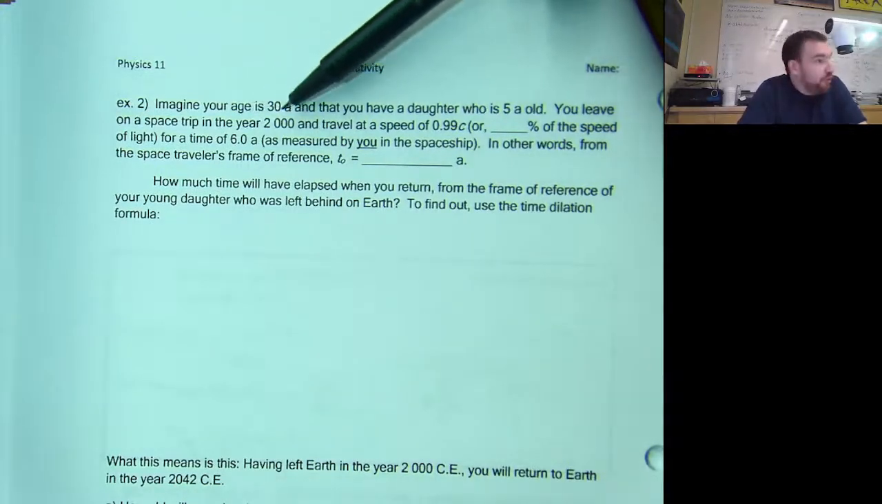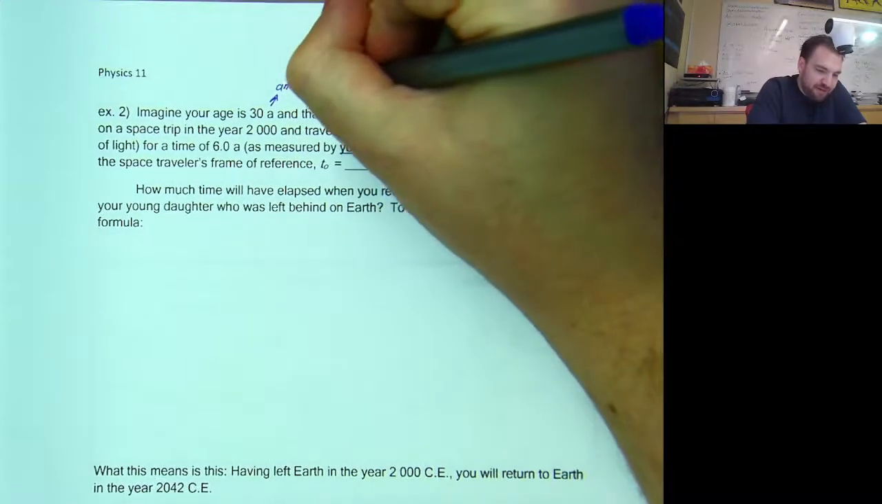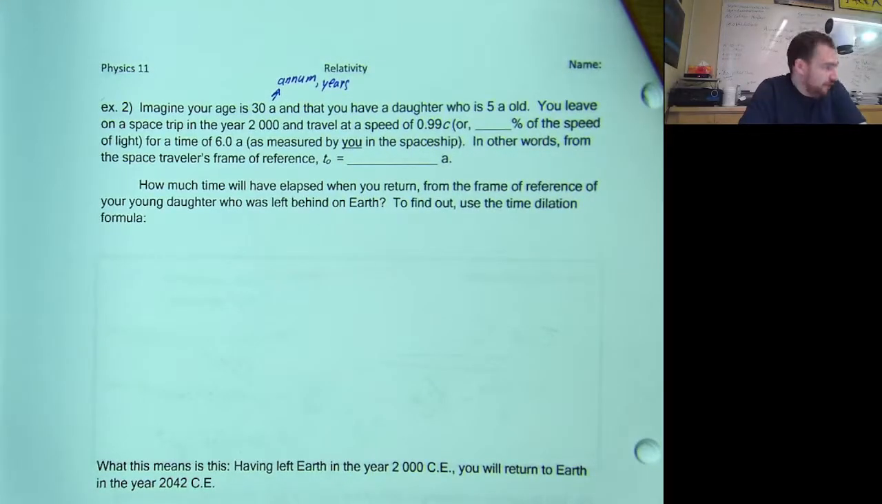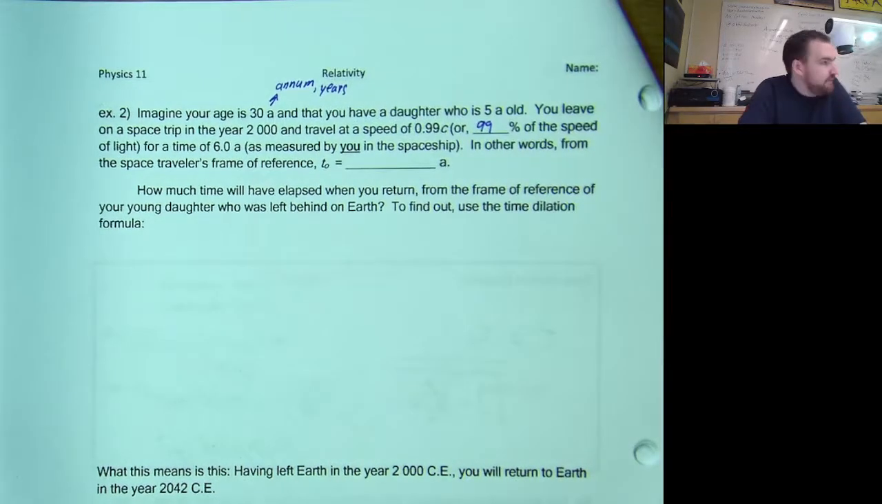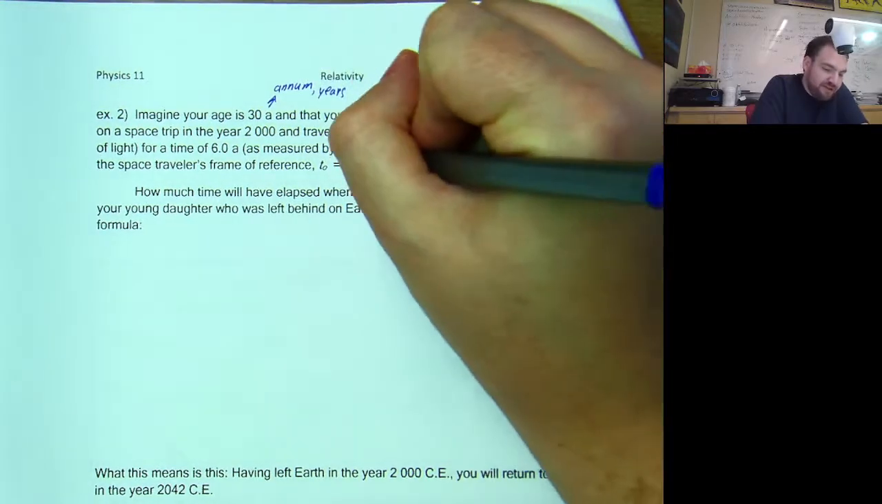So imagine you are 30A. A is just the units for years. That A stands for annum. That is a number of years. And you have a 5-year-old daughter. You're living in a cornfield. That's just a side story. Sounds a lot like Interstellar. You leave on a space trip in the year 2000, and you travel at 0.99 c somehow, or 99% the speed of light. Somehow. For a time, as measured by you in the spaceship, of 6 years. In other words, from the space traveler's time of reference, T naught is 6 annum.